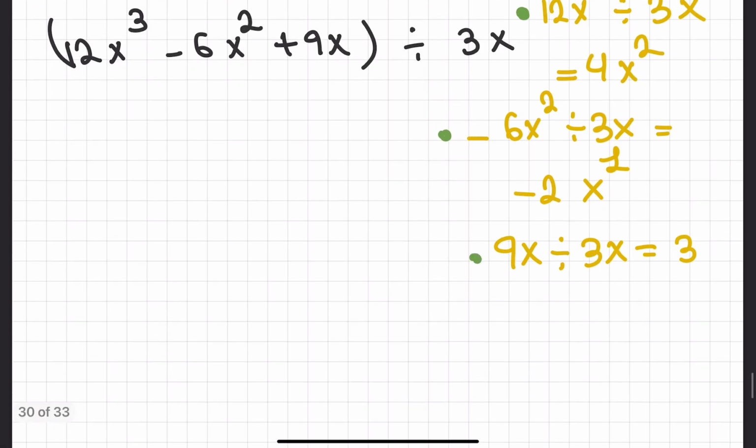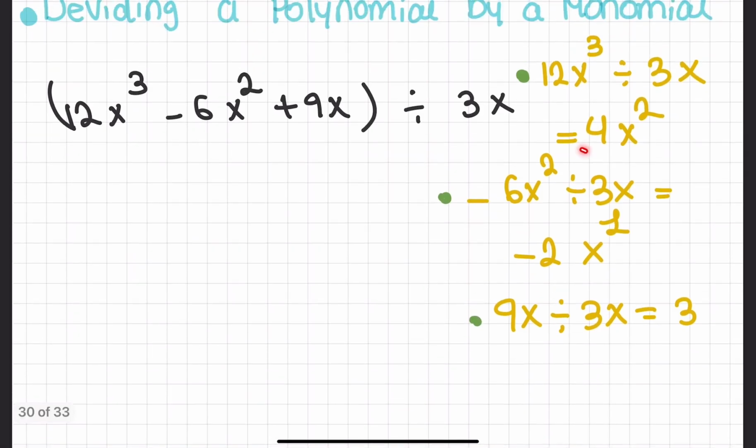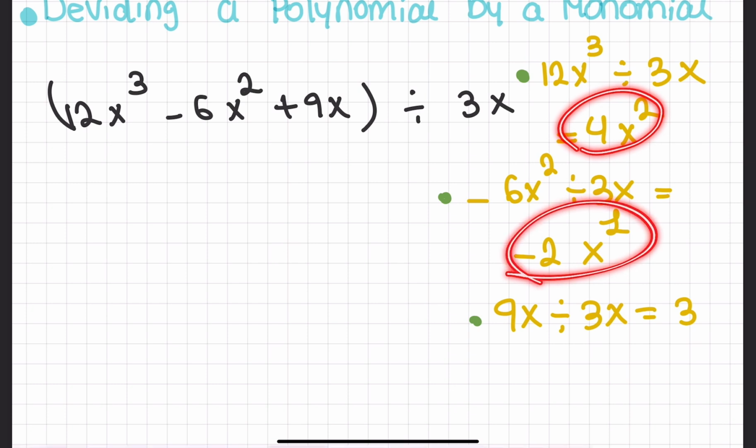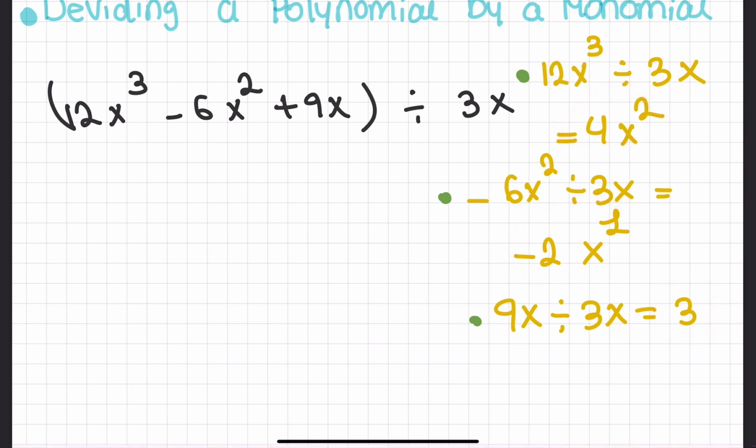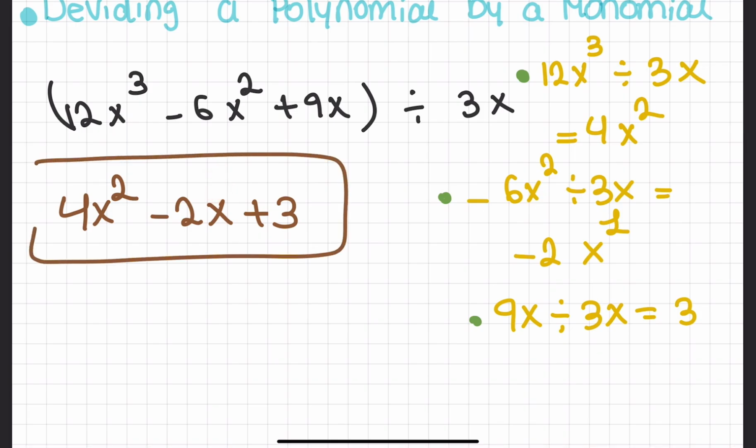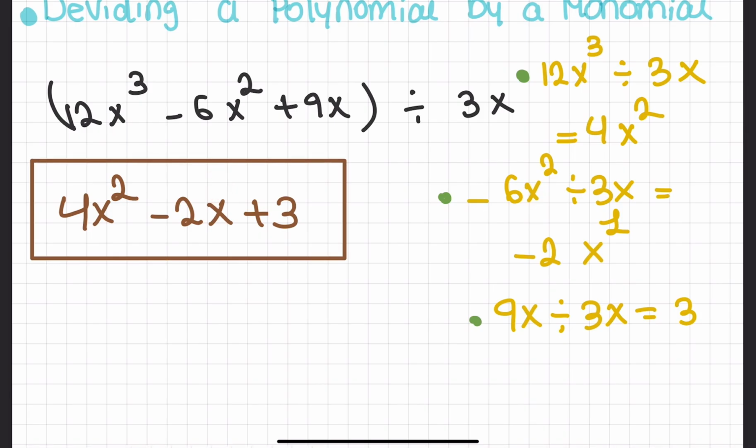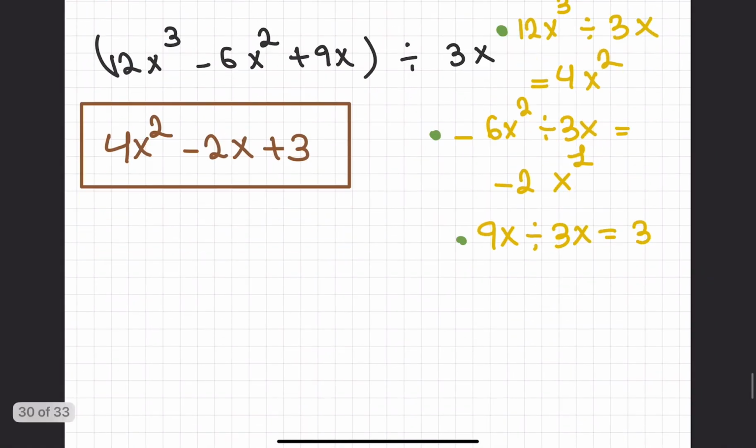So the final answer is going to be, you're just going to write down these numbers after each other. So it's 4x squared minus 2x plus 3. I'm not going to write the 1 here because I know it's already a hidden 1 here. We don't write the power of 1. And this is the answer.